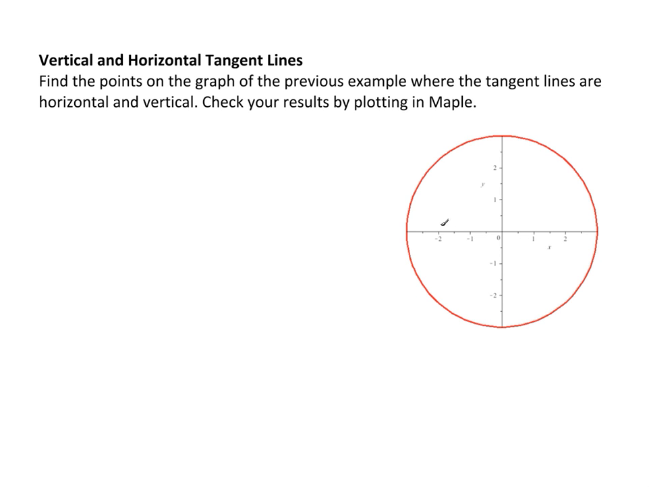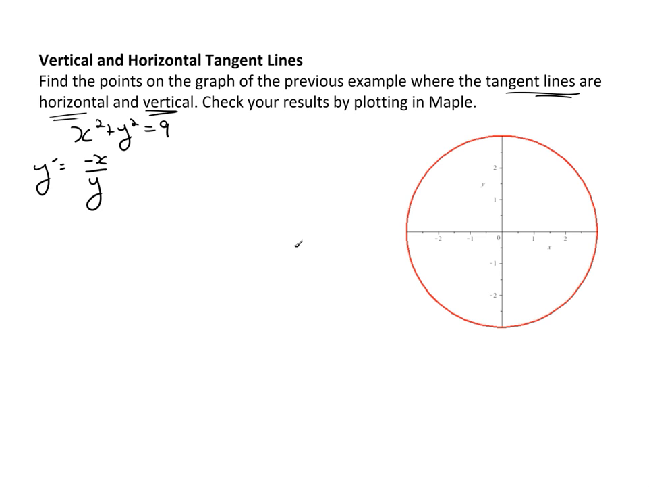I want to keep working with this same basic example. This was the equation, just as a reminder, x squared plus y squared equals 9. And we found that the derivative y prime was equal to negative x over y with implicit differentiation. What I want to do now is find points on the graph where the tangent lines are horizontal and vertical, and then check it by plotting in Maple.